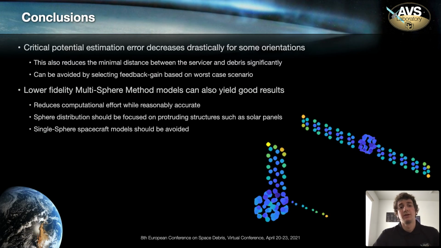So in conclusion, the critical estimation error decreases drastically for some orientations, and this also decreases the minimal distance between the servicer and the debris. But this can be avoided by choosing the feedback gain according to the worst case scenario. And we've also shown that lower fidelity multisphere models can also yield good results.